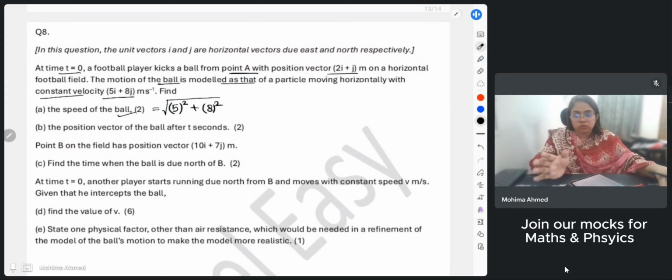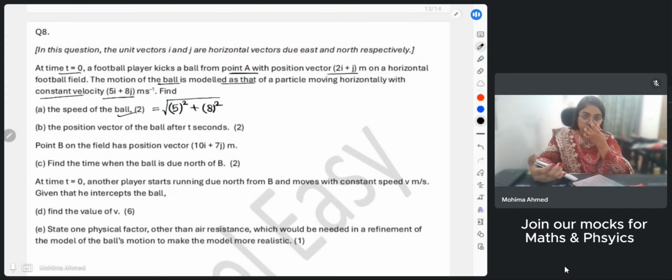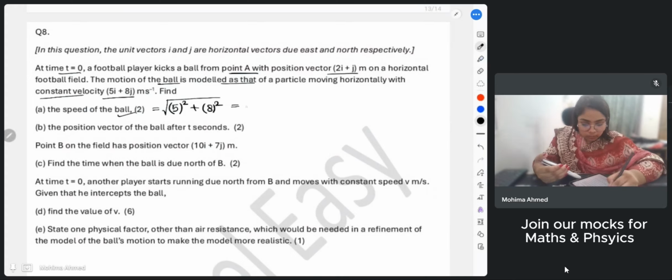Okay, that's just it for modulus. If they have provided you the vector of the displacement, they want to find the distance, you find the modulus of displacement. That will be distance. Similarly over here, they have provided you with the velocity, that is a vector quantity. You wanted to find the speed, so just find the modulus over here. It is 25 plus 64, that is root 89, or approximately you can write 9.43. This was only the working for part A.